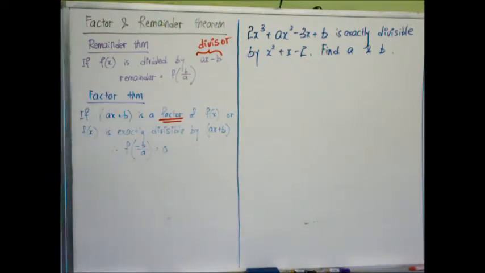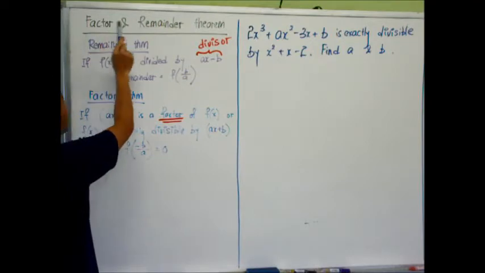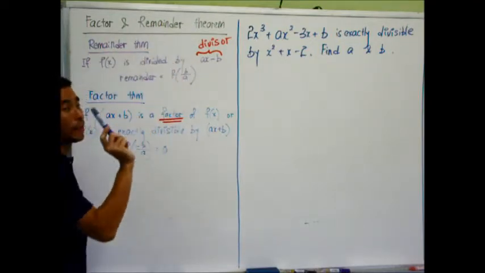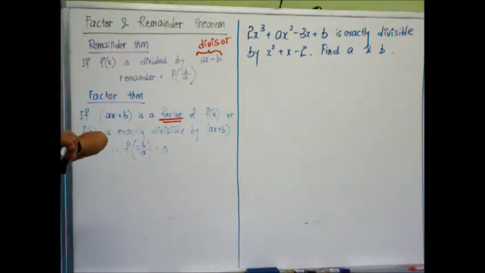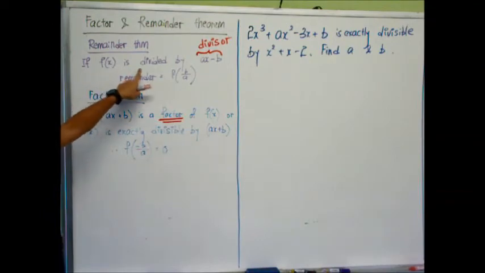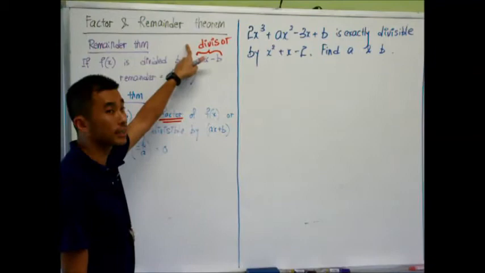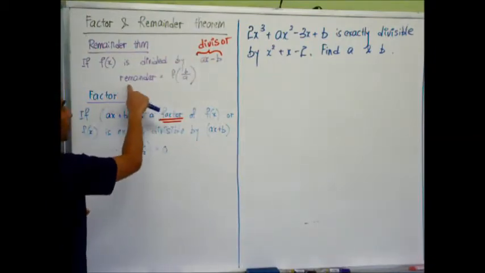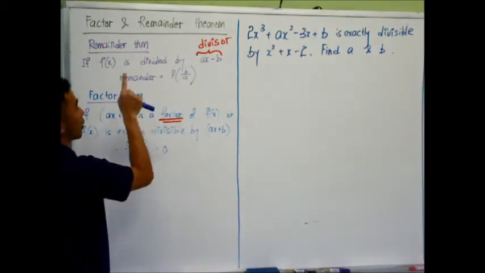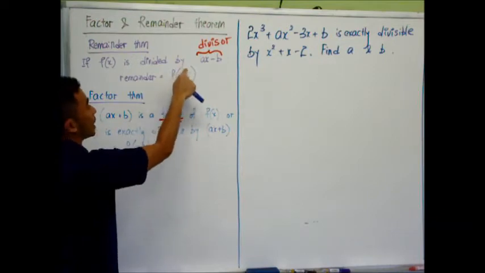Okay, let us recap on what we did in polynomials last year, for the use of factor and remainder theorem. The first one, on remainder theorem: when a polynomial function is divided by ax minus b, and we term this as the divisor, we can make use of the remainder theorem, telling us that the remainder will actually be f of b over a.